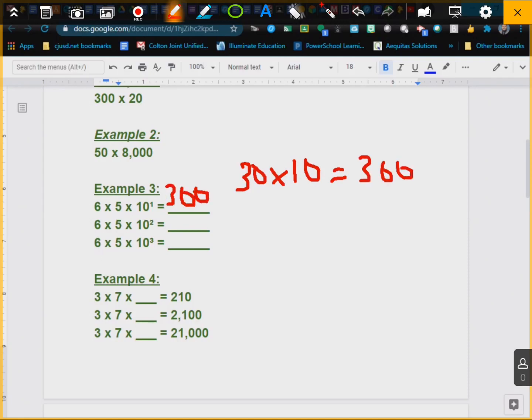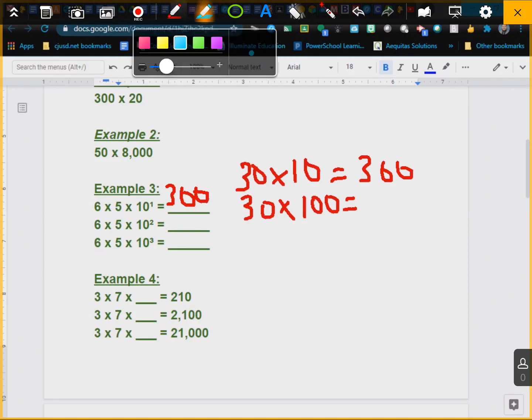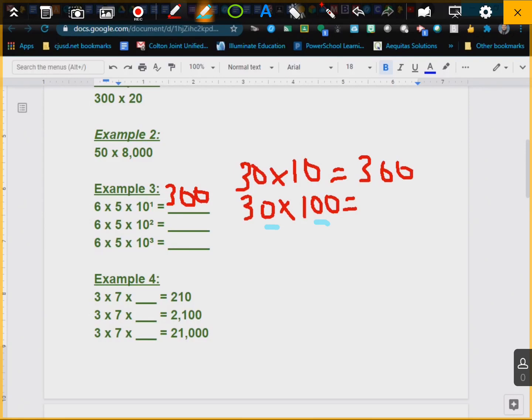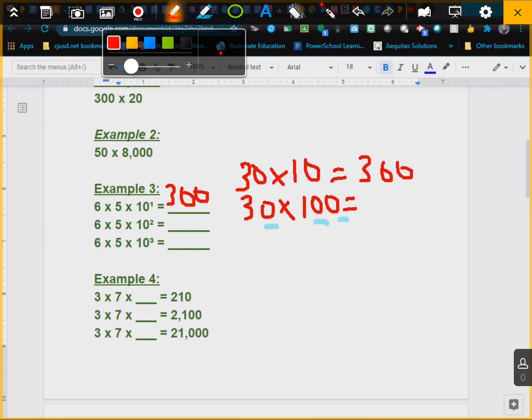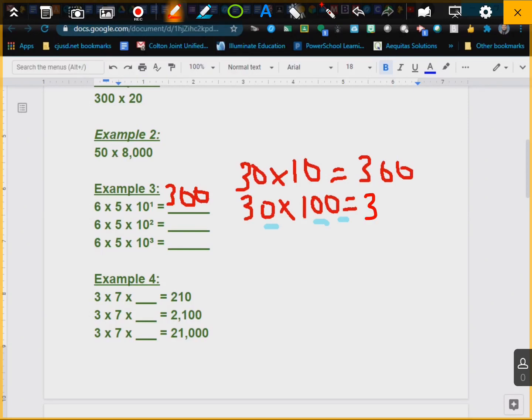Alright, so I still know 6 times 5 is 30. 10 to the second power is 100. And I want you to stop for a second and say, okay, I know that 30 times 10 is 300. I see that there's 3 zeros in here, right? 1, 2, 3. How many zeros are going to be in my answer? What's my answer going to be? So hopefully you found out that 3 times 1 is 3. And there's going to be 3 zeros. So your answer is 3,000.